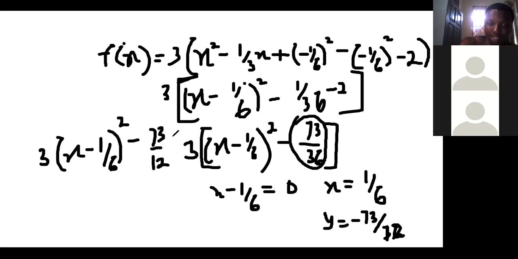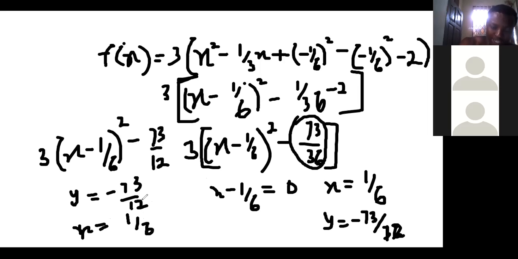And so that is it. So we are going to get something like this. So now the 3 is no more affecting this. It is affecting only this one, because this has had its share. Are you getting it? So our minimum value here, y, will be equal to negative 73 all over 12, and it occurs when x is equal to 1 all over 6.